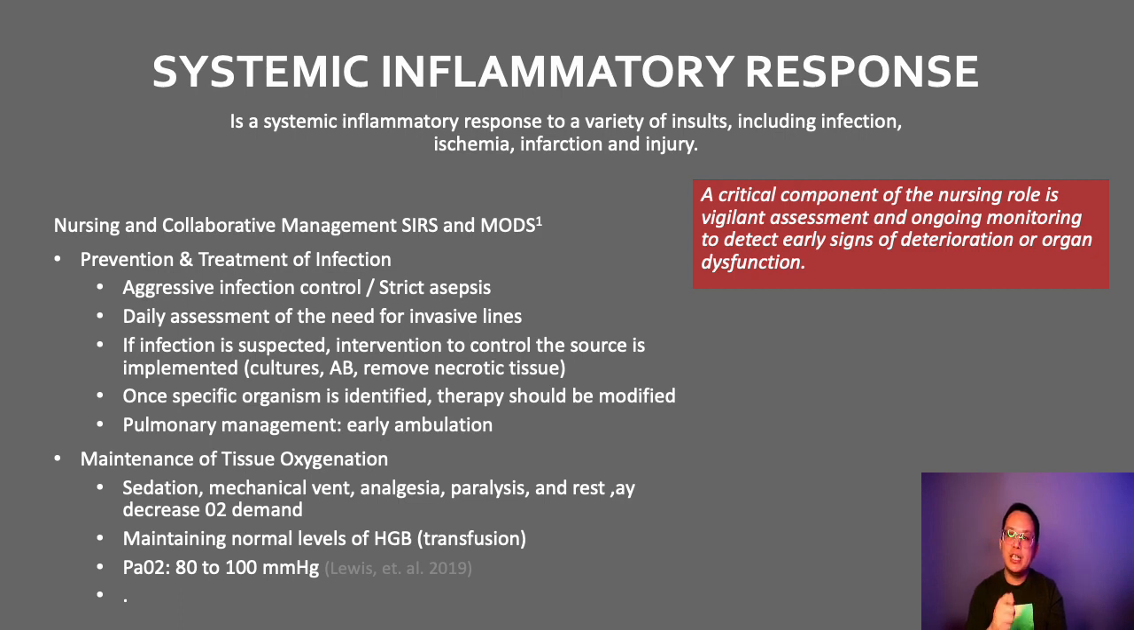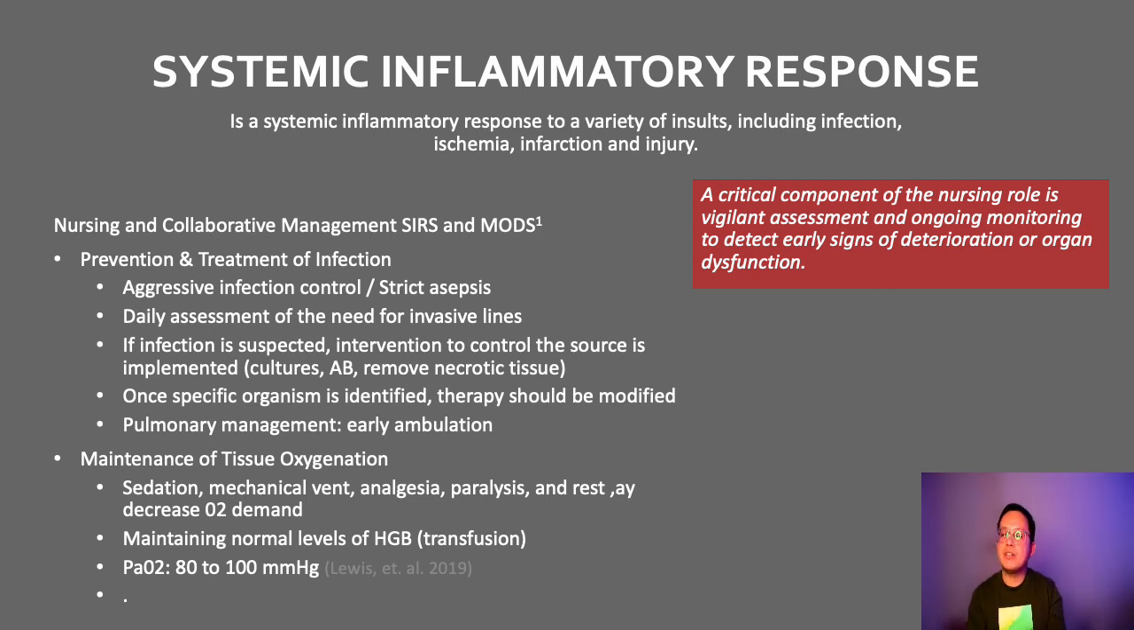If infection is suspected, intervention to control the source is implemented. So first, we need to do cultures. The doctor orders cultures to determine which microorganism causes the infection. For example, the culture takes 3 days to result. Once the microorganism that causes the infection is known, the antibiotics are modified. But antibiotics can be started even if the culture has not resulted.